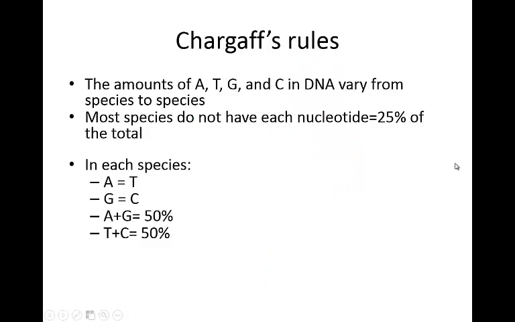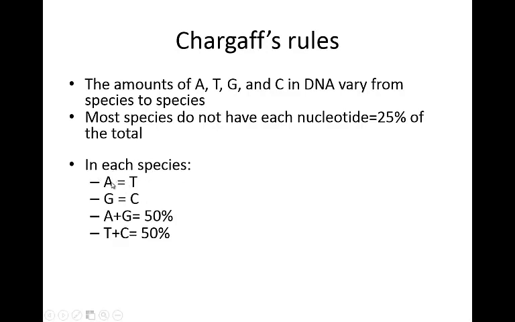So the actual amounts, the relative amounts of A's, T's, G's, and C's in the DNA actually vary from species to species, and most species do not have each nucleotide equal to 25% of the total. Chargaff came up with several rules, though, that allow us to be consistent among the different organisms. And what we find is that in each species, whatever the percentage of A is, it must equal T.